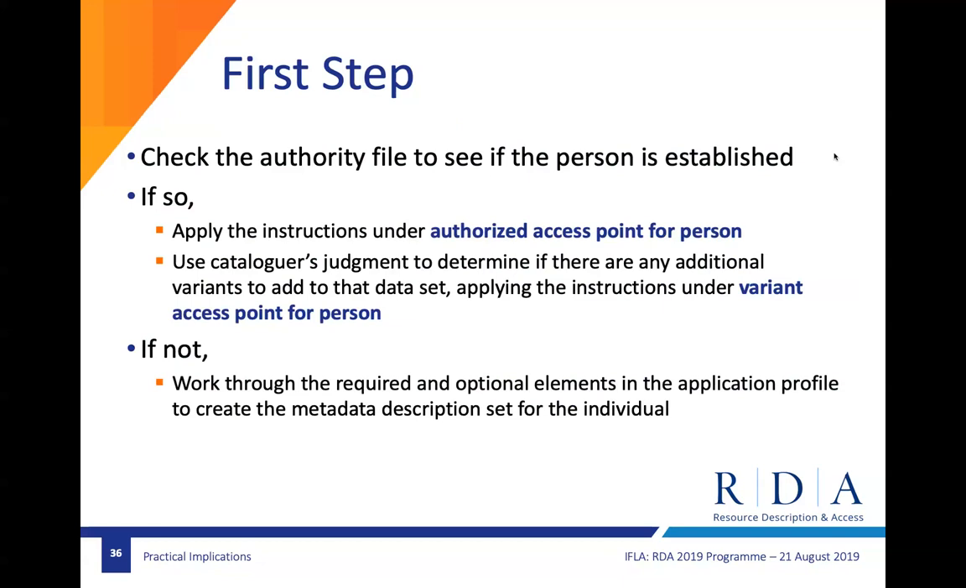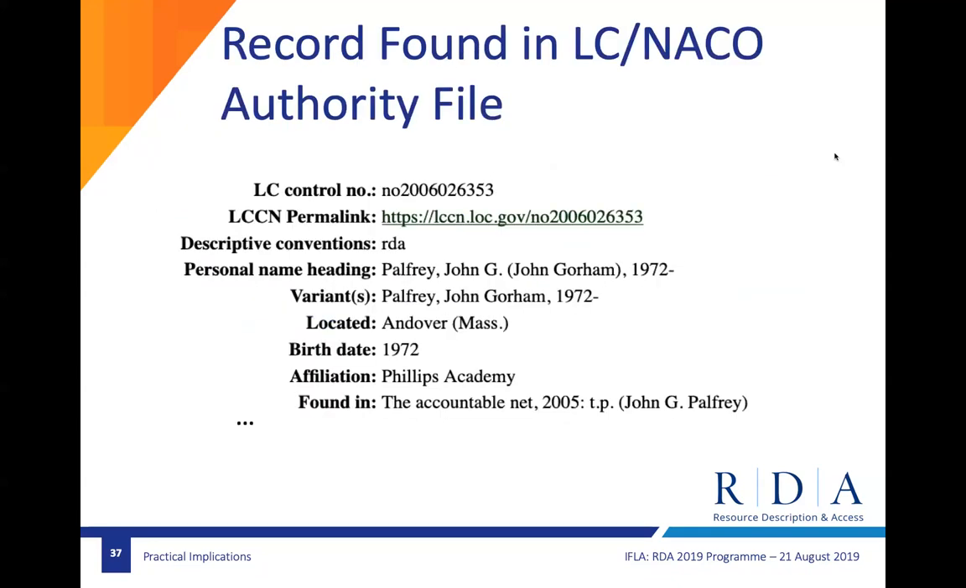However, if you don't find a corresponding record or metadata description set for the person, then you will need to work through the required and optional elements in the application profile to create the metadata description set that you need for the individual author. Luckily for me in this case, I found the Library of Congress NACO Authority File Record for John G. Palfrey, who is in fact the author of this book. That means I get to skip over the whole creation questions about putting together a metadata description set for my author.